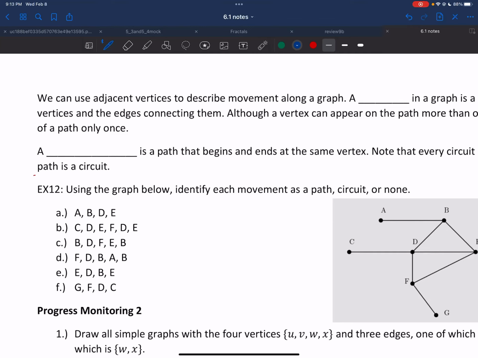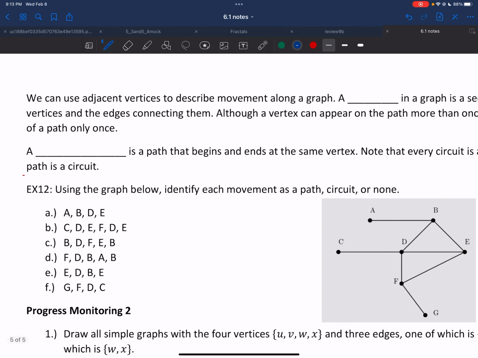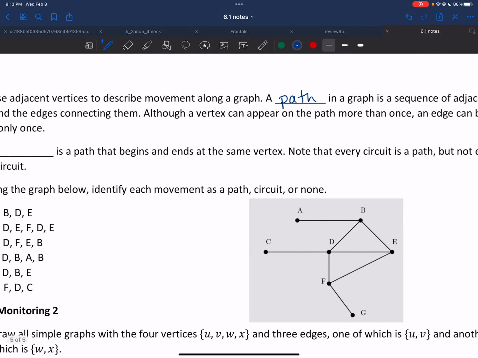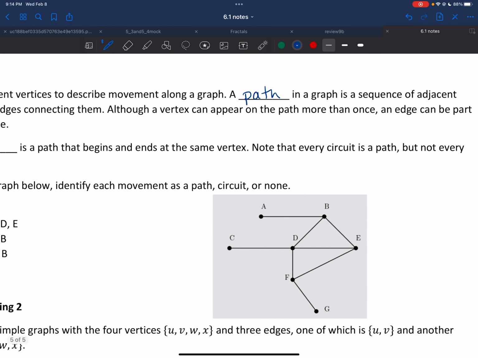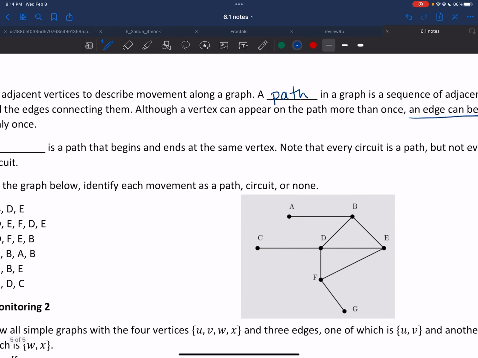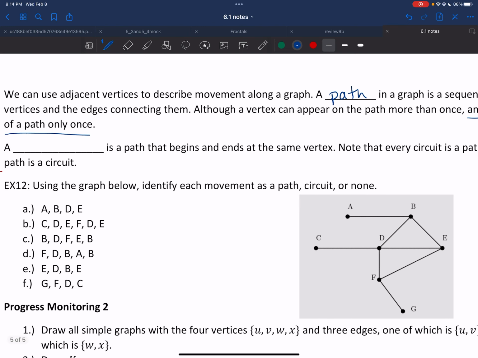Last section of 6.1 before we get to the last monitoring progress, and that is talking about paths and circuits. So we can use adjacent vertices to describe movement along a graph. A path in a graph is a sequence of adjacent vertices and the edges connecting them. Although a vertex can appear on the path more than once, an edge can be part of a path only once. That's important to remember.